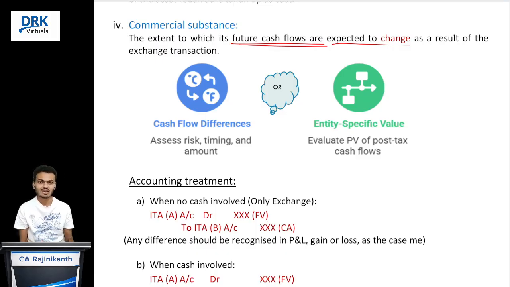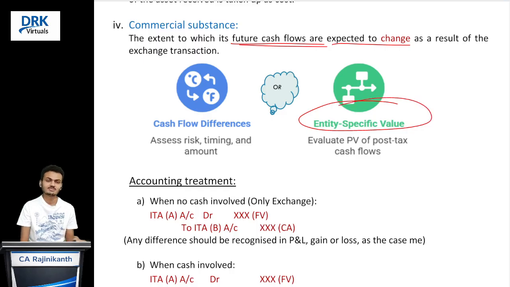Suppose we are having some software A, they are having some software B. We are just exchanging. Both are the same. So in that case, there is no commercial substance in terms of configuration of cash flows. In another way, we can check the entity-specific value for those two assets.